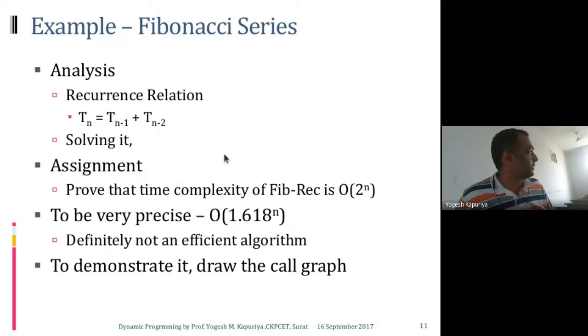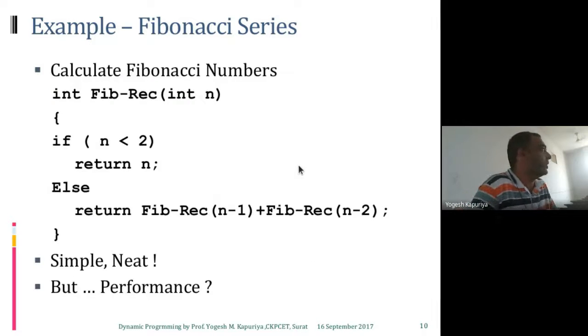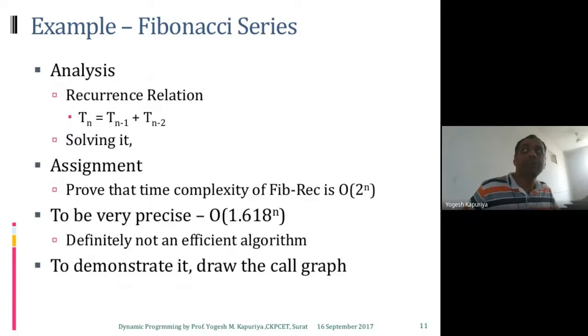Now something raised to n is not linear, it's not quadratic, it's actually exponential. And having an exponential time complexity is very dangerous, because when the value of n increases, this goes up exponentially. So if your n is 2, 4, 5, 10, it's fine. But if your n is 1 million, then this is not going to give you the optimum result, or this algorithm is not efficient, because the time complexity is 2 raised to n. To be very precise, it is actually 1.618 raised to n.